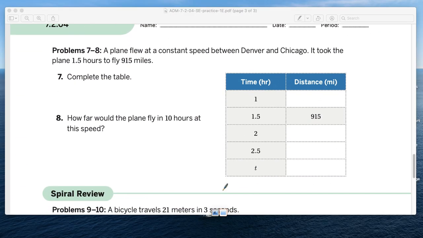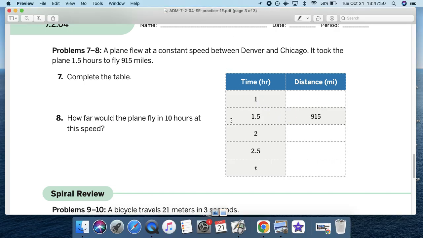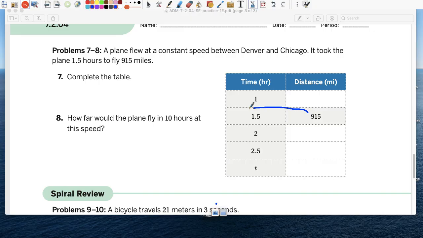Here, a plane flew at constant speed, so constant speed means the same speed, same rate of change, between Denver and Chicago. It took the plane 1.5 hours to fly 915 miles. So we have a relationship here. And because that's the only relationship I know, that's the relationship I'm going to use to find the constant of proportionality. So how do I find this number? The only place I can go to find that number is this.